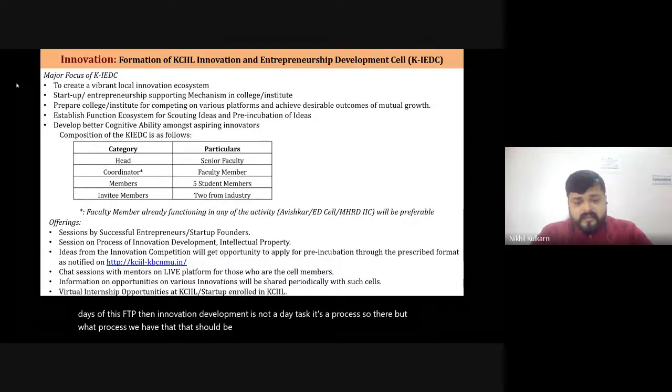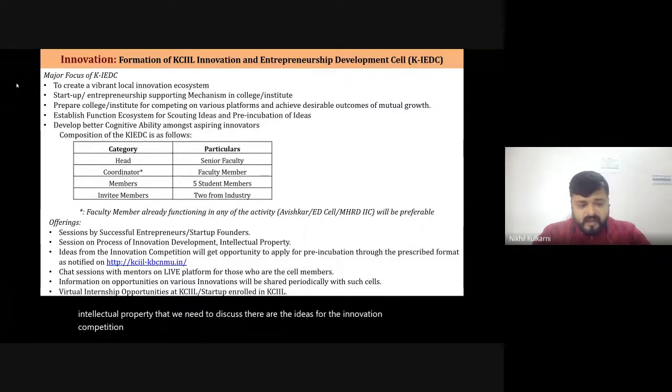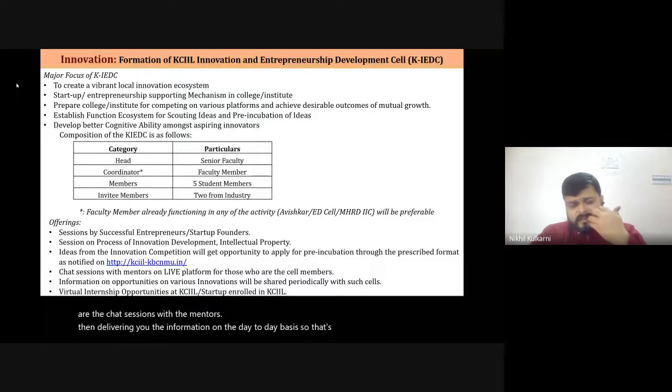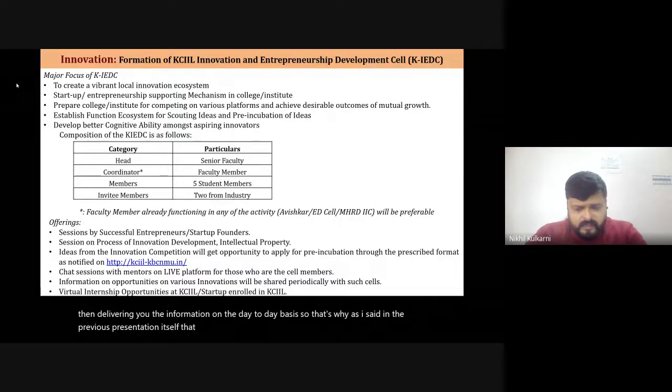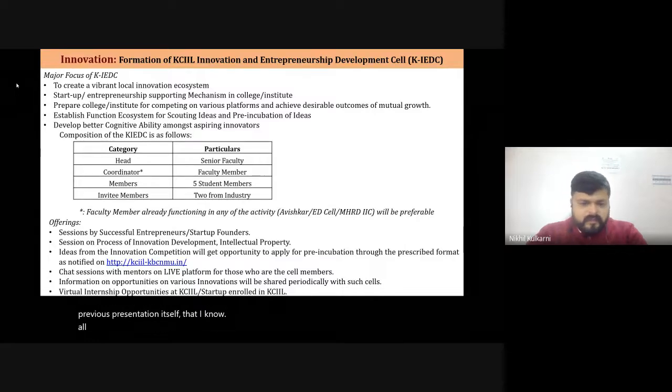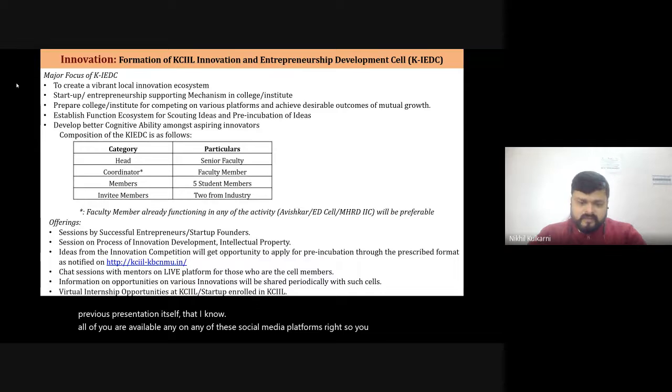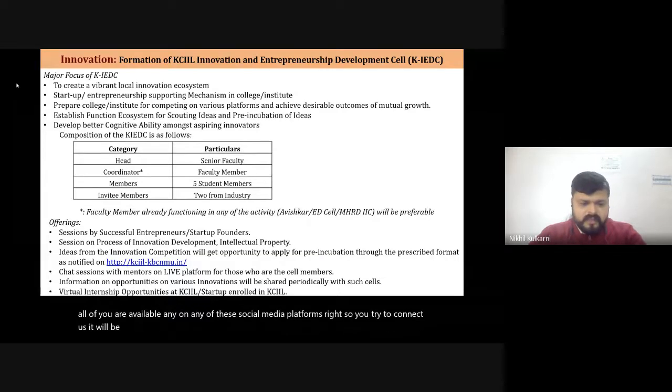There are different segments of intellectual property that we need to discuss. There are ideas for innovation competitions, chat sessions with mentors, and delivering information to you on a day-to-day basis. As I said in my previous presentation, I know all of you are available on social media platforms, so try to connect with us. It will definitely be for your benefit to get connected and avail the benefits we are offering.